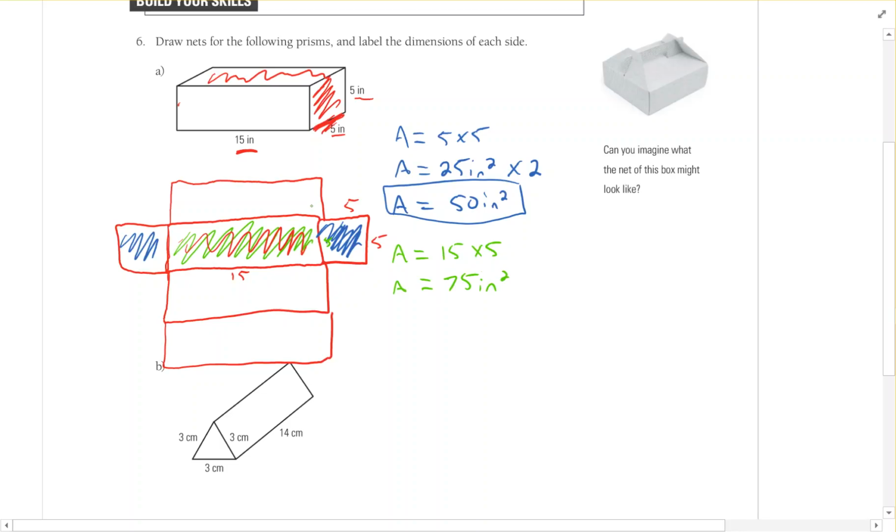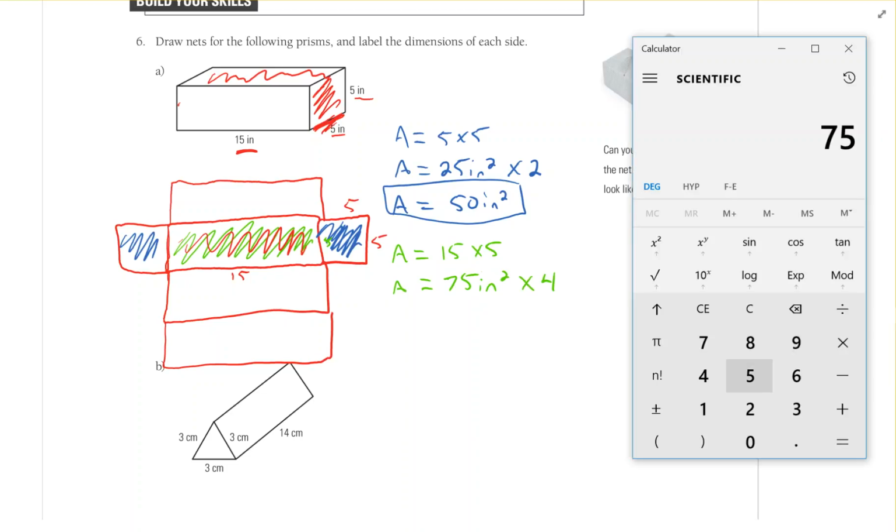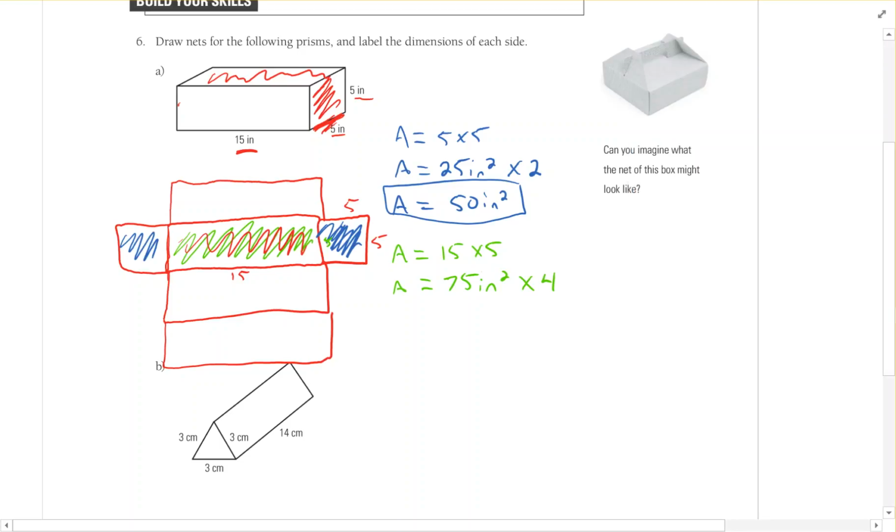So now there are 4 of them, right? They all ended up being the same there. So I'm just going to multiply those by 4. So I'm going to say times 4. So if you go 75 times 4, it's 300. So we're going to have an area equal to 300 inches squared.